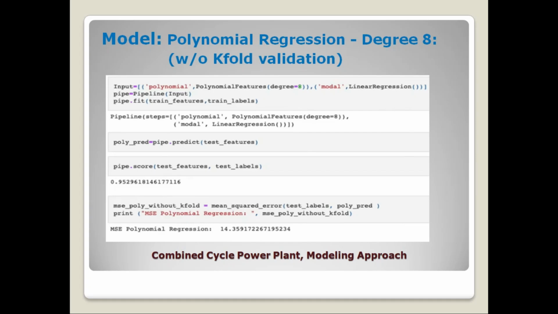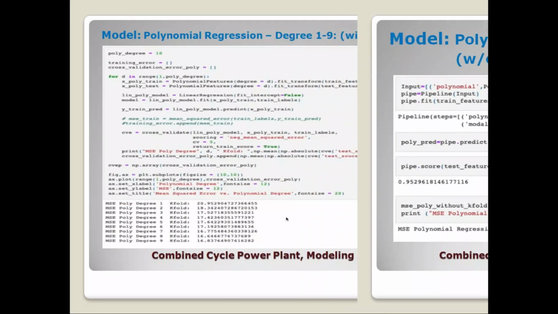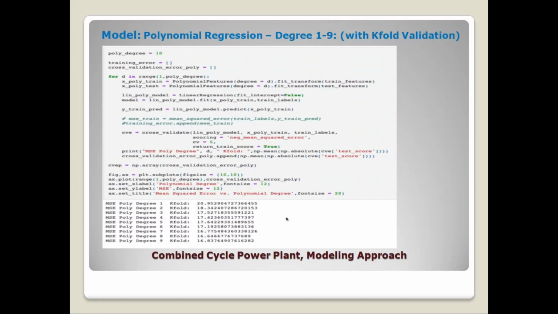Using some research, we found that degree 8 has the least MSE. So we will try to build a polynomial regression model with degree 8. Here the MSE that has been evaluated is 14.35917 and a few more decimals ahead. Going to the next slide, we will understand how using a degree 8 polynomial regression model results in the best MSE value.